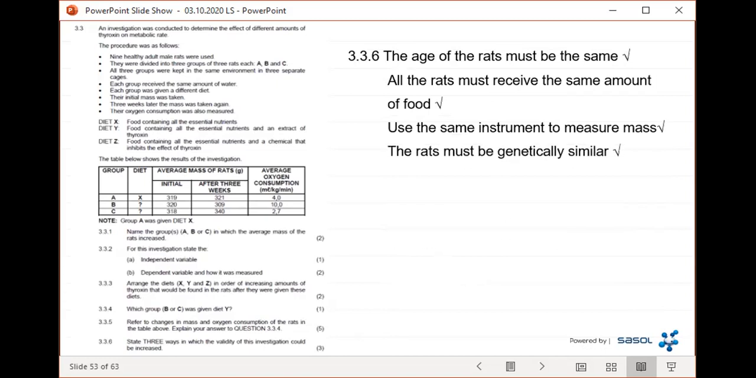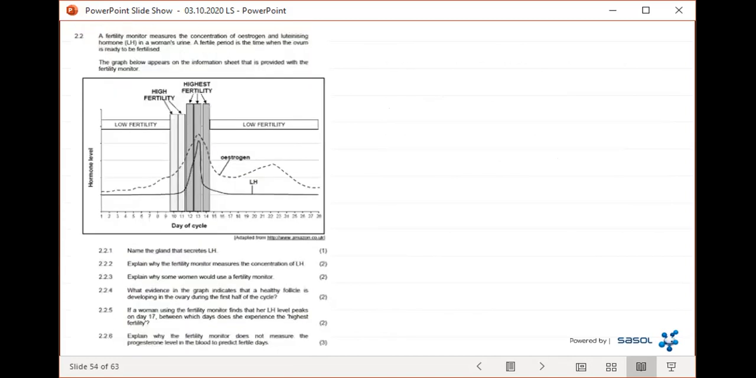The rats must also be genetically similar, so none of the rats should have a genetic advantage over the other, in order to make our investigation more valid and reliable. So if you said any 3 of those or any other answer which is correct, then you would receive your 3 marks.